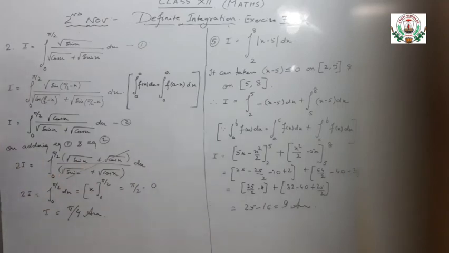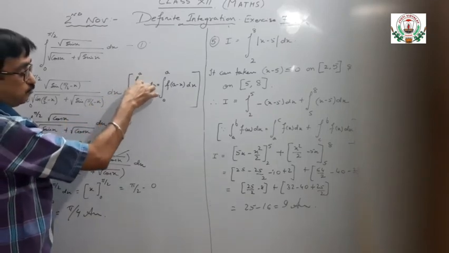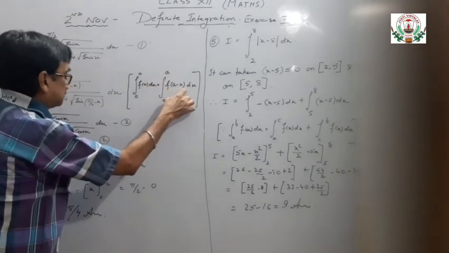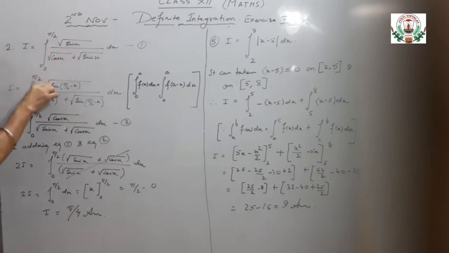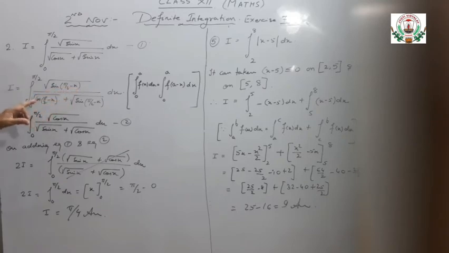As we know the definite integral property, the fourth property, integration 0 to a f of x dx is equal to integration 0 to a f of a minus x. Here the value of a is pi by 2. So this can be written as root over sin of pi by 2 minus x, and also cos of pi by 2 minus x, sin of pi by 2 minus x. So sin 90 minus theta is cos theta and cos 90 minus theta is sin theta. So we get under root cos x upon under root sin x plus under root cos x.